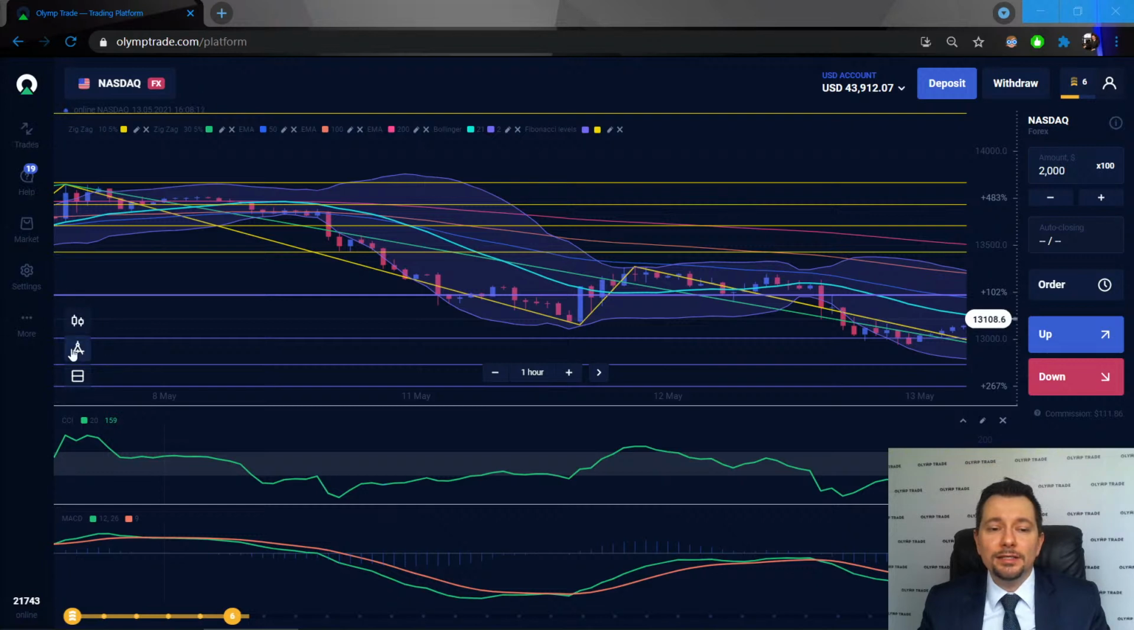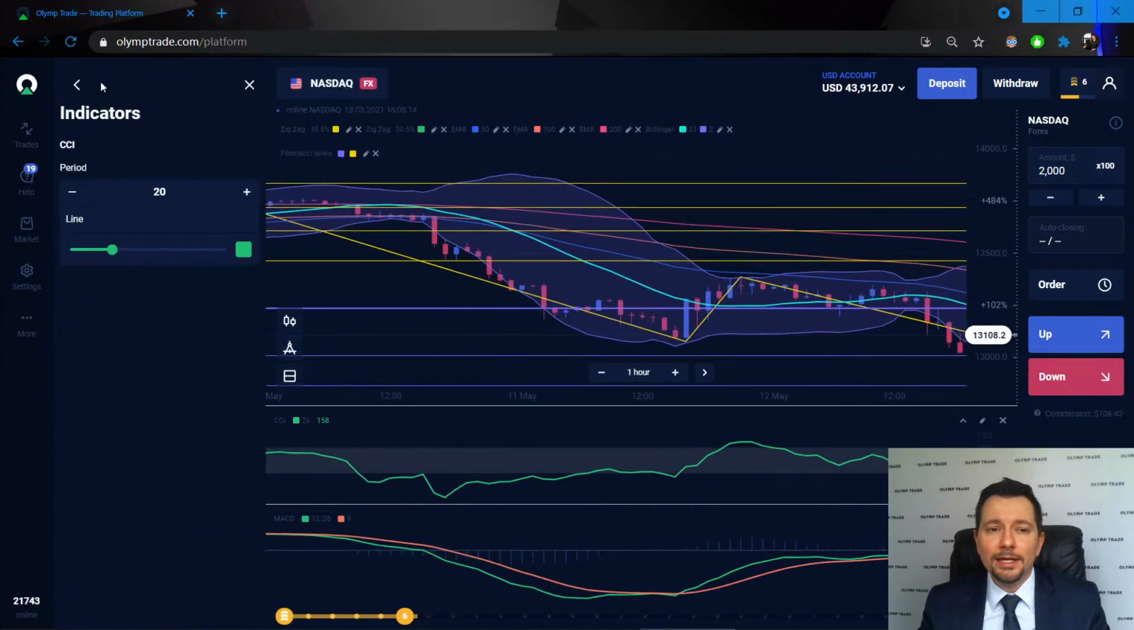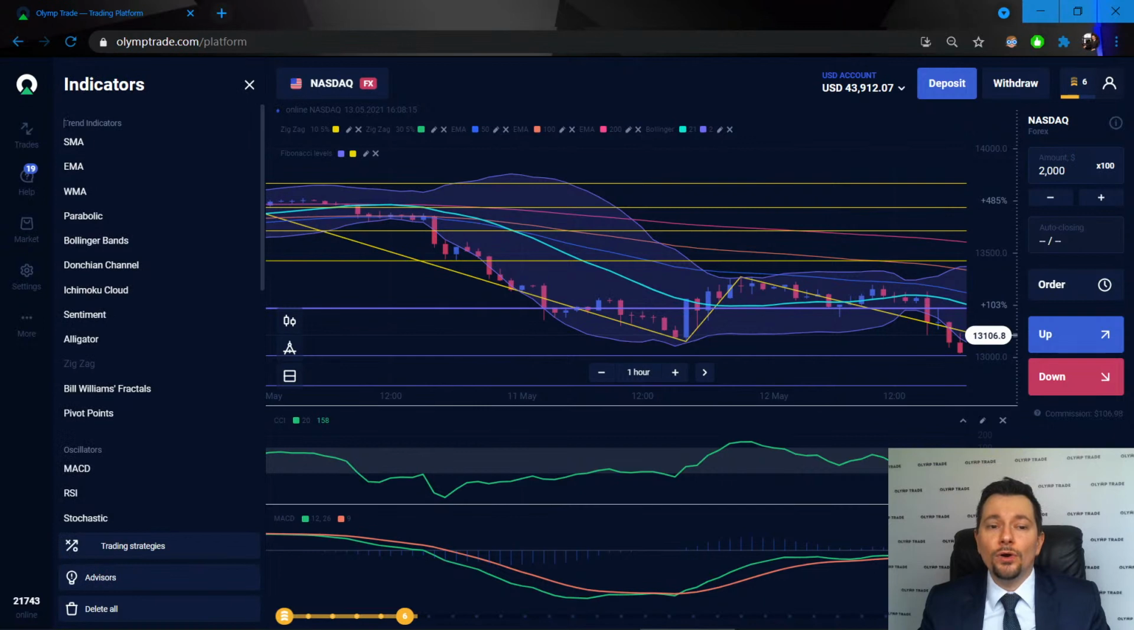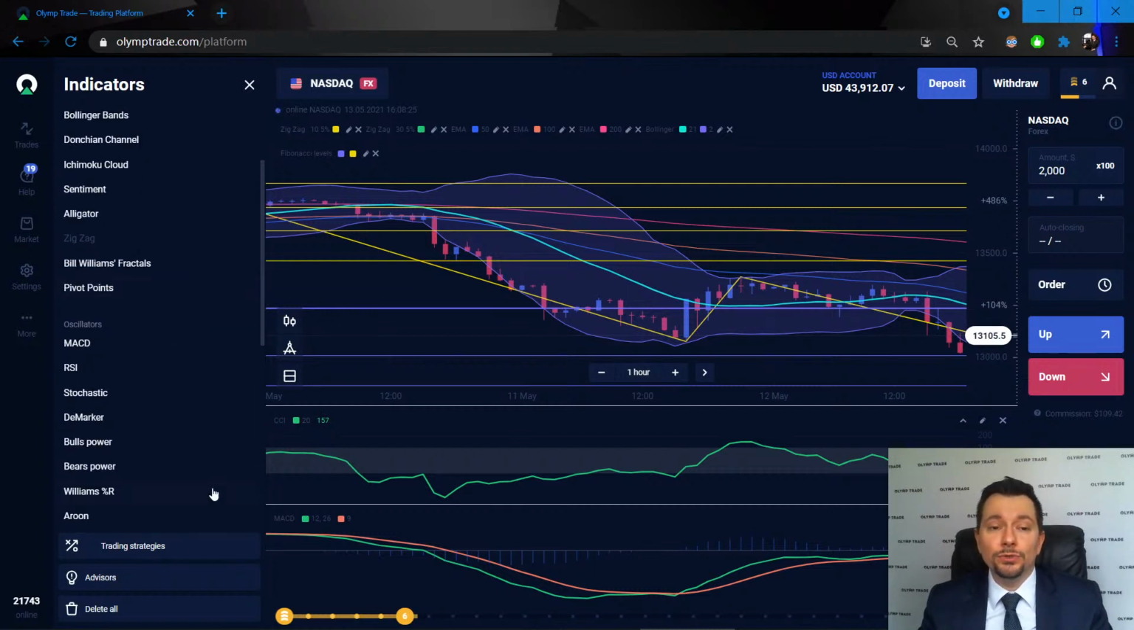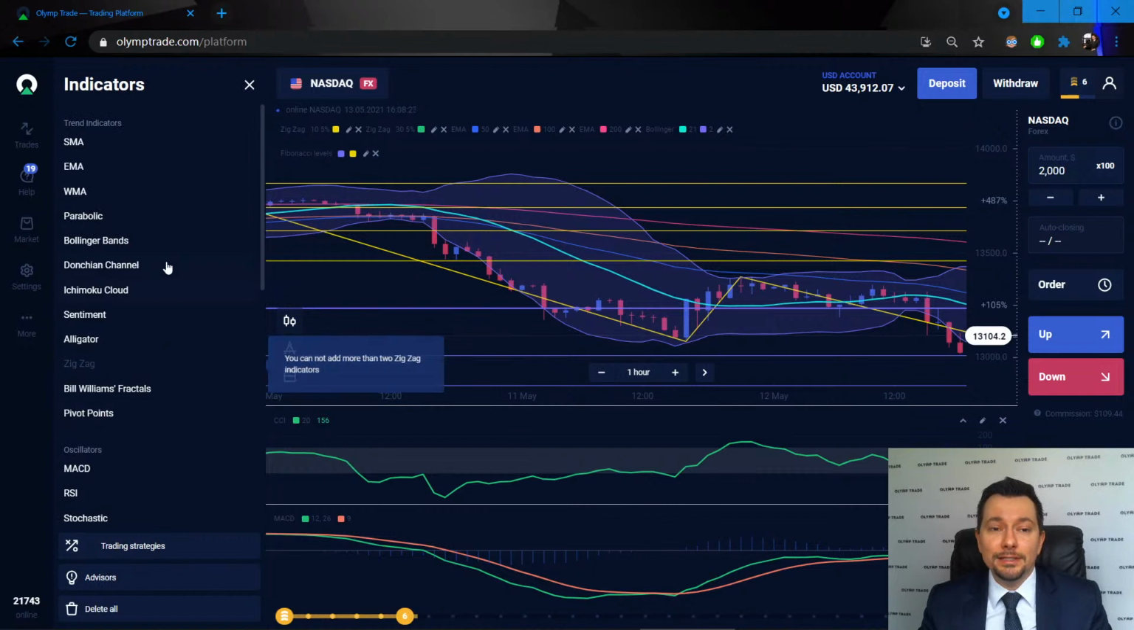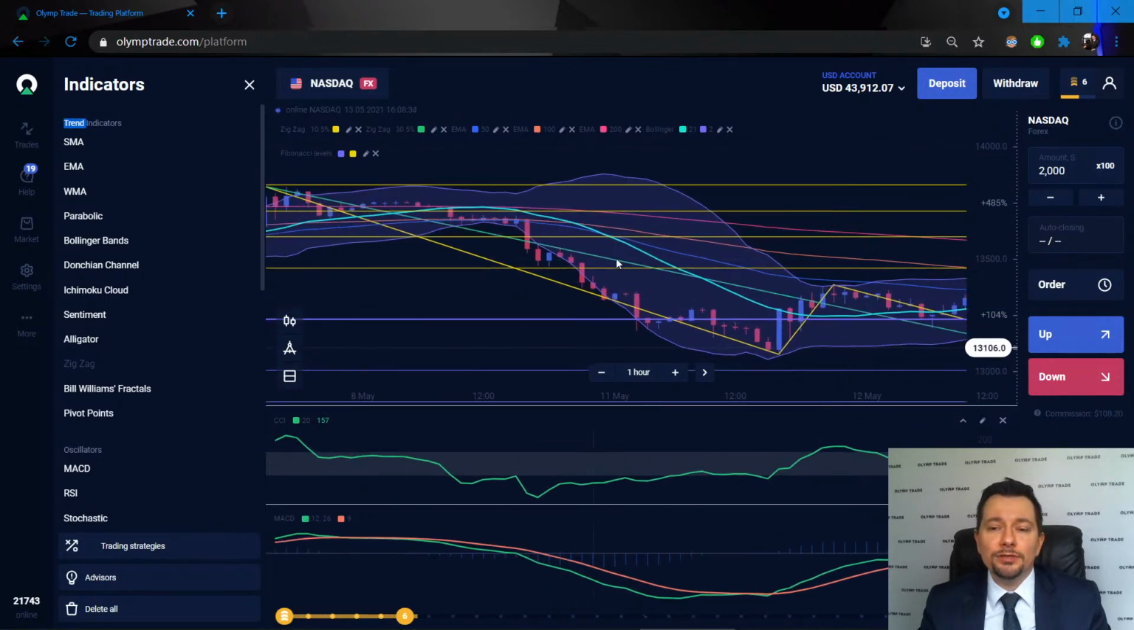When you click the indicators button right here, it gives you all of the indicators. And believe it or not, a drawing tool is a drawing tool. But yes, oscillators are indicators. But there's different kinds of indicators. As you can see here, there's a trend indicator, and that's the majority of them that I have here.